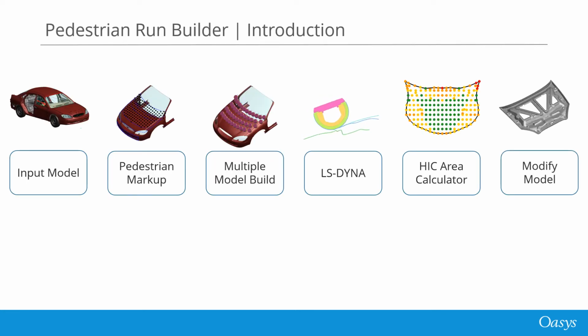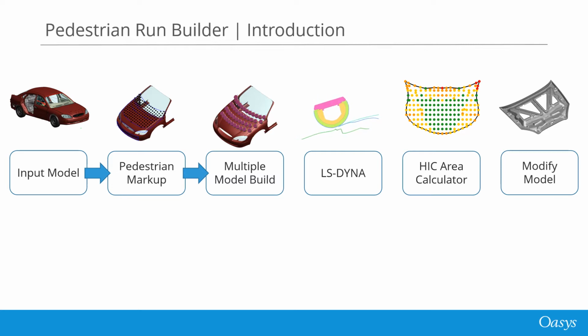Currently in Oasys Primer there are a number of tools to help streamline the pedestrian impact workflow. A typical workflow is as follows. We would take an input model and we could use the pedestrian markup script to determine the different impact zones and the different impact locations for a given regulation. Once we know those impact points, we could use the multiple model build tool to position the impactors and to create the individual analysis files.